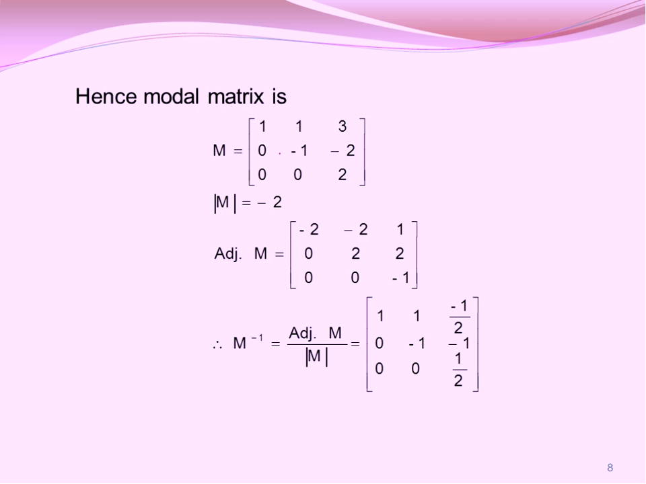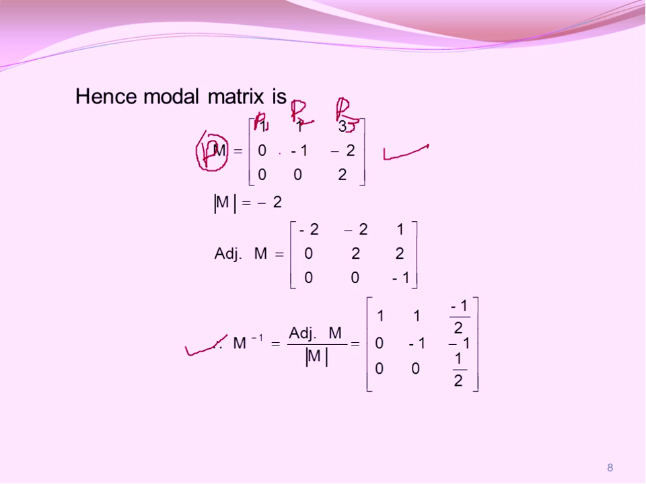Let us see in the next slide. This is the final P that we form, the combination of the eigenvectors. This is P1, this is P2, and this is P3. So this is the combination of the eigenvectors. This is P.